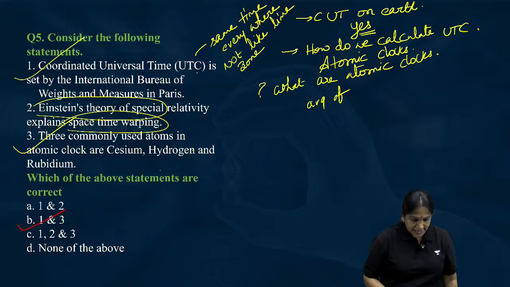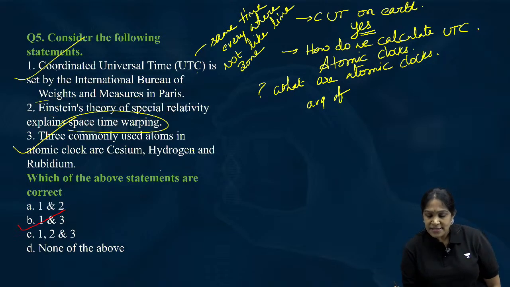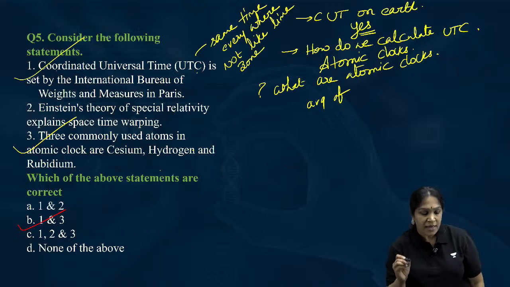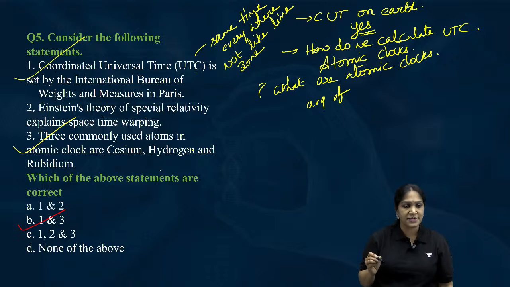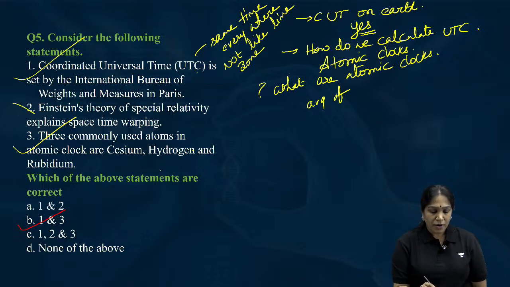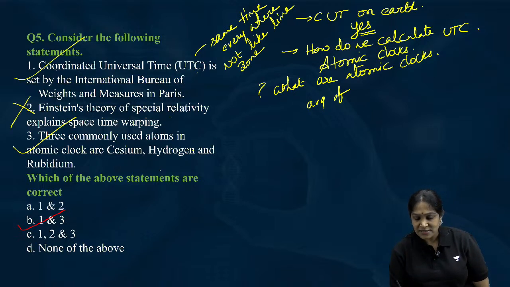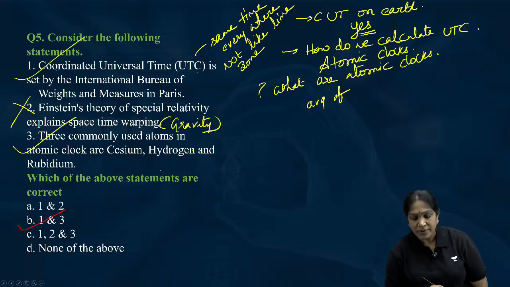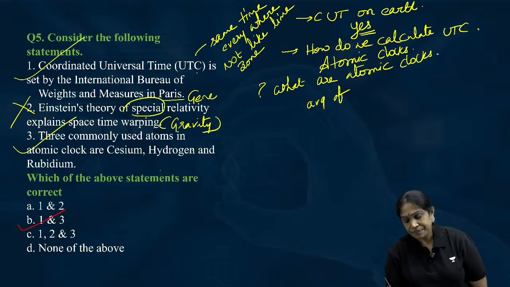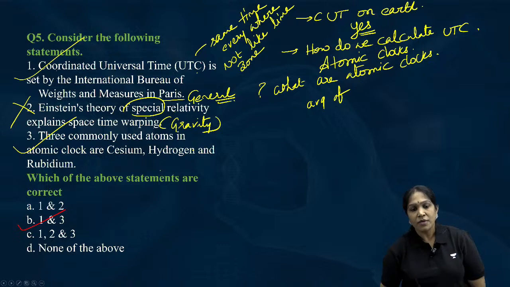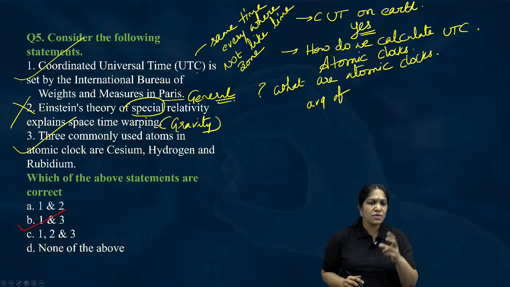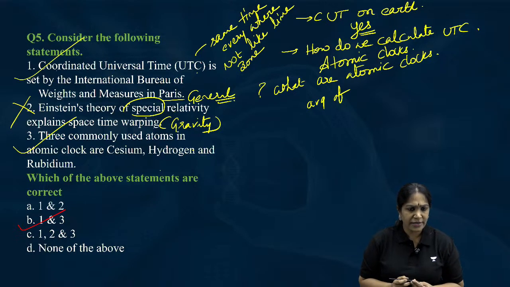Now check the second statement. Einstein's theory of special relativity explains space-time warping. Correct or wrong? Wrong. What explains the space-time warping and gravity? The general theory of relativity. Then, there is no hydrogen. Hydrogen is not related to it.